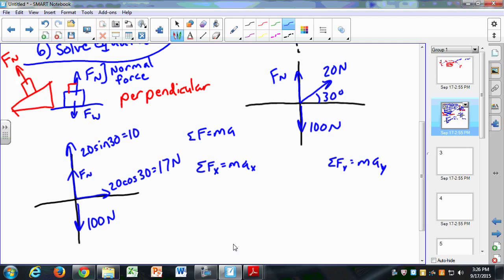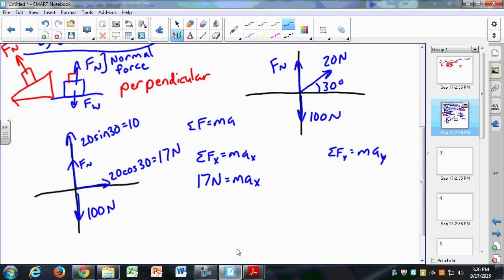All right, the sum of the forces in the x direction. How many forces do I have in the x direction here? I just have that one. I have that 17 newtons equals the mass times the acceleration in the x direction. And by the way, I also know the mass, right? It was 10 kilograms. So I can go and solve for this acceleration, because that's one of the things that I want to know. So let's just go ahead and do that, because we can. Just say 17 newtons equals 10 kilograms times the acceleration in the x direction. And so ax is equal to 1.7 meters per second squared.